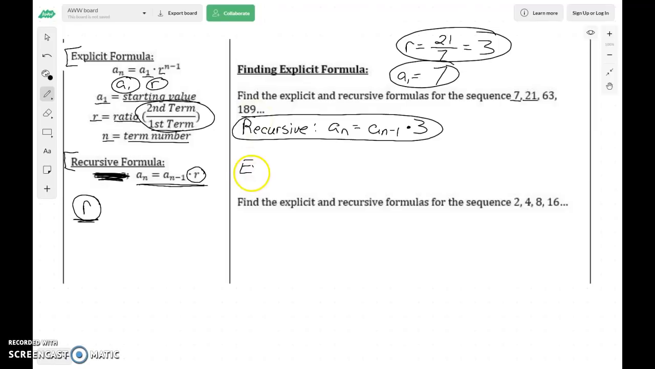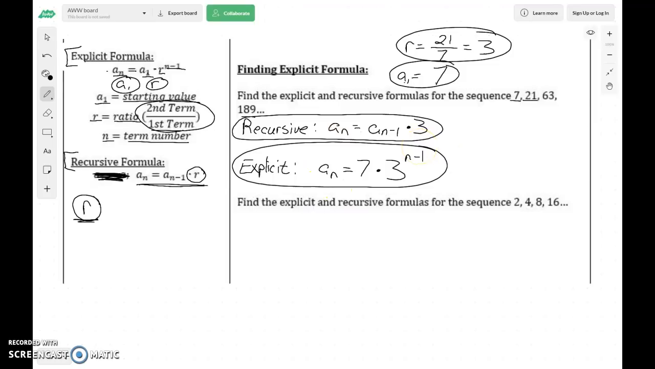The explicit formula is actually just as easy. The explicit formula is going to follow the exact same path, exact same track as the formula that we see up here at the top. The only difference is we're going to substitute a sub 1 in and R. So with this problem, we're going to write a sub n equals a sub 1, which we know a sub 1 is 7, times R, and we know R is 3, and then it's raised to the n minus 1 power. So we're going to write n minus 1 power. Once we write all that information down, we then have the answer to our problem.